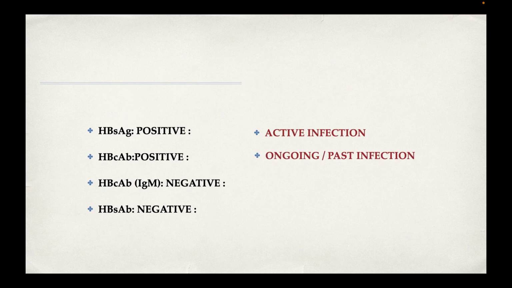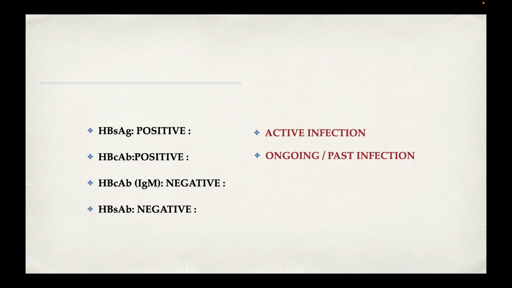The next patient, we have the patient presenting hepatitis B surface antigen positive, core antibody positive, core antibody to immunoglobulin M negative, but hepatitis B surface antibody is also negative. And so this patient, once the surface antigen is positive, we say the person is having an active infection. Also, the patient is having the core antibody positive. So it tells us that the patient is having an ongoing infection or a past infection.